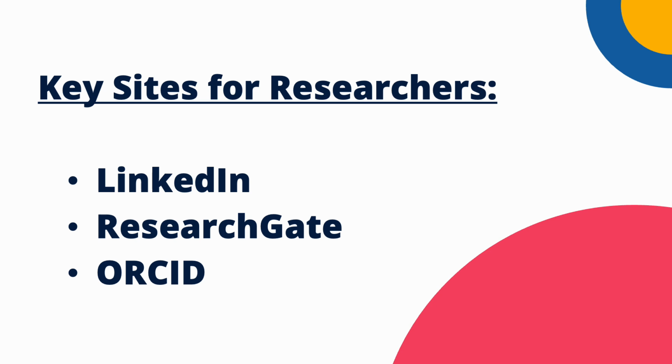ORCID also helps researchers manage their scholarly identity, ensuring their contributions are properly organized and credited. It also simplifies workflow for institutions, publishers, and funding agencies by providing a standard way to identify and track the researcher's contribution to the academic community.